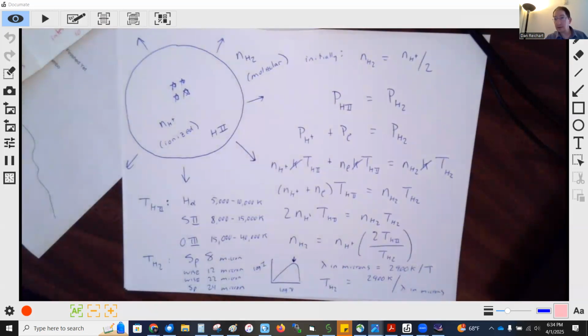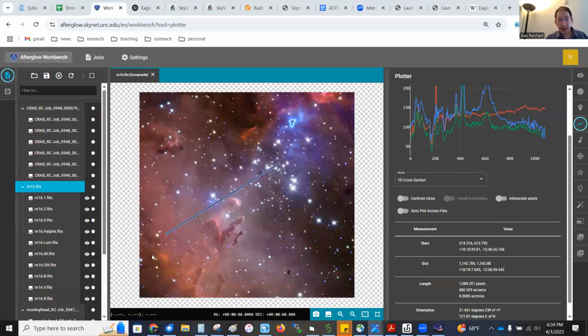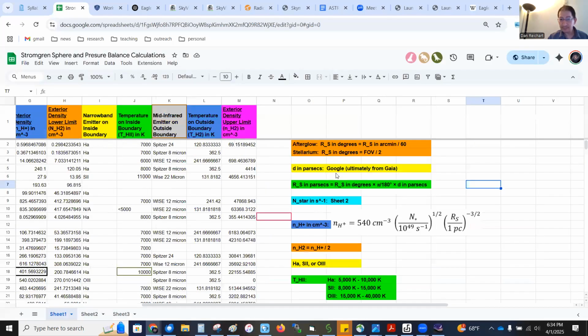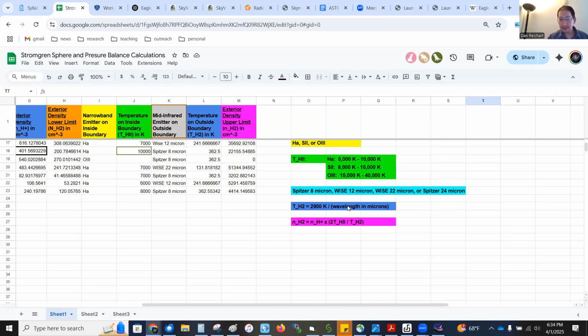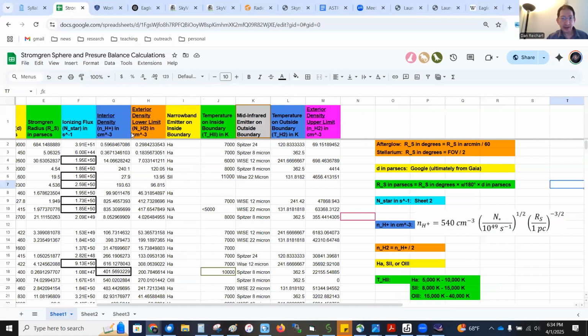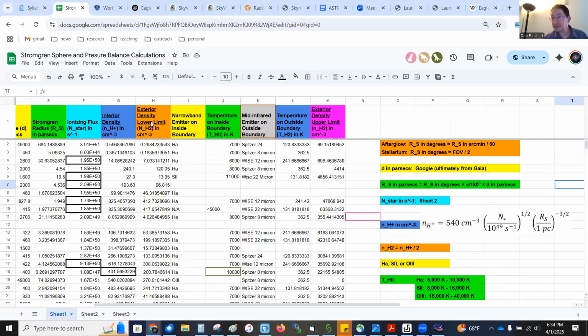Okay. So again, looking at my image, I have a lot of Spitzer 8. Here I am at the boundary, and I see a lot of Spitzer 8. So assuming that's near the peak of the thermal spectrum, I use my equation. It's also written on the sheet here. Spitzer 8, that's 8 microns, so 2,900 divided by 8. So let's look at the table. Here we have the lower limit on the exterior density. Now we're calculating the upper limit, the more realistic measurement, assuming pressure equilibrium.